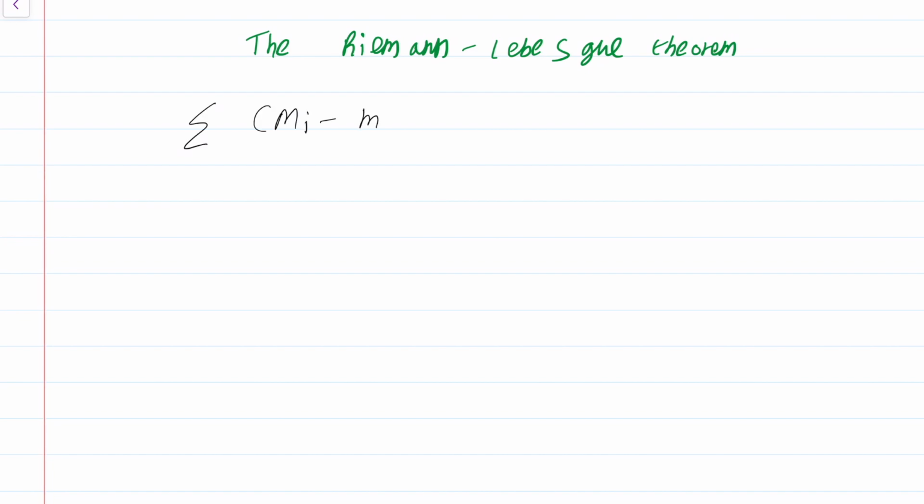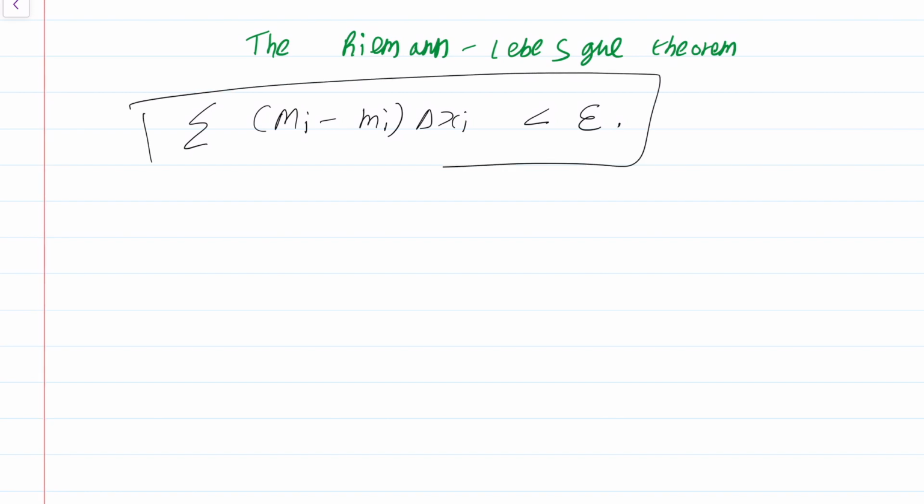It's essentially this: the summation of capital Mi minus small mi, times delta xi. We want to make this small. For each epsilon, if you can find a partition such that this is small, then the function f is integrable and vice versa. Now, there are two obstacles to this sum being small. One is that this capital Mi minus small mi could be really large. Second is that delta xi could be really large. But notice that we have full control over this delta xi, right?